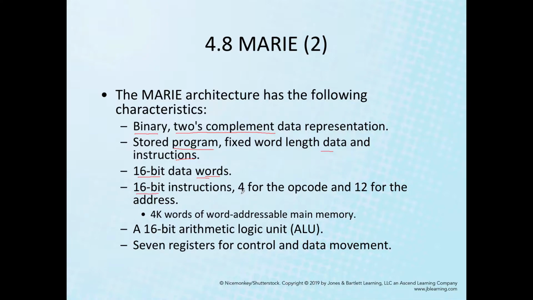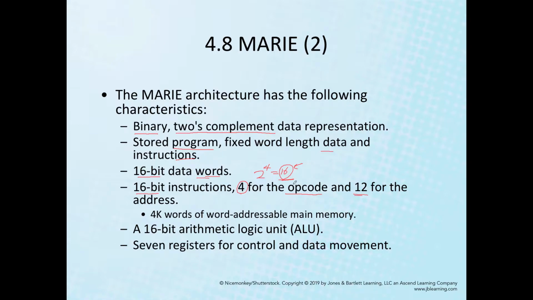Out of 16, 4 bits are for the operation code, which means 2 to the 4, which is 16 different operations or instructions are possible in this model. So it is a very small number of instructions. Not even all 16 cases are used, as we will study in detail later. And the remaining 12 bits are for the address.